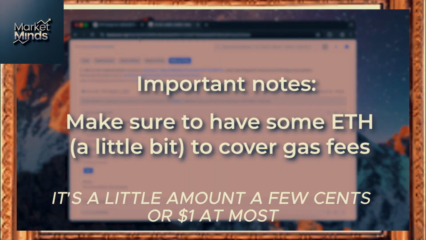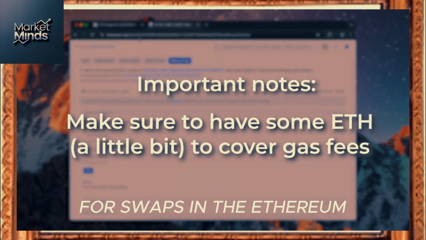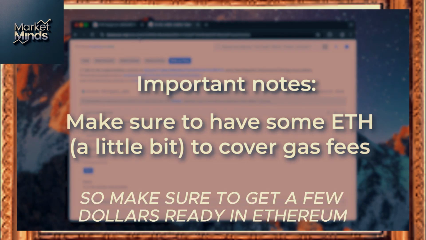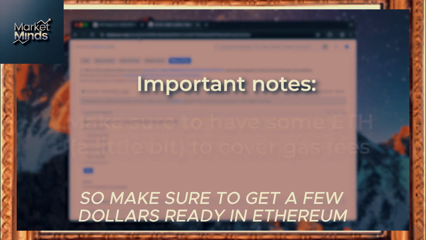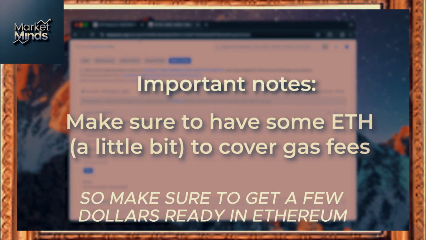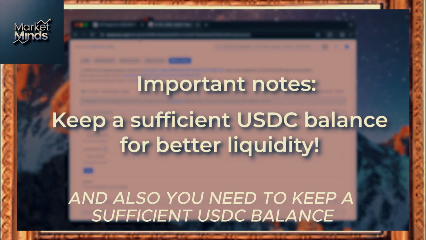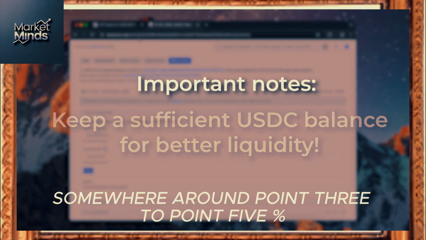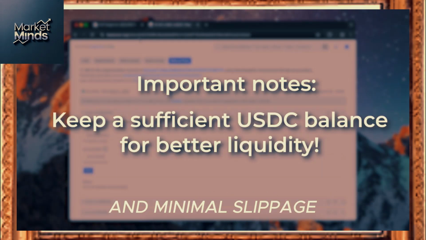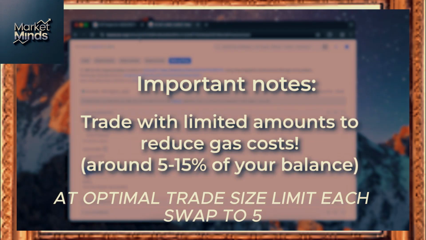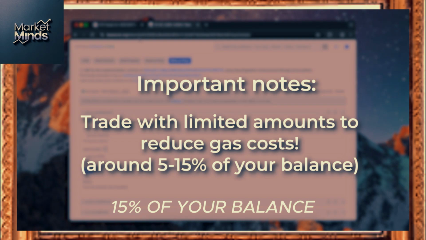It's important to mention that you will have to pay gas for swaps in Ethereum. It's a little amount, a few cents or $1 at most, but you will need to pay it, so make sure to get a few dollars ready in Ethereum. And also, you need to keep a sufficient USDC balance, so the pool always maintains deep liquidity and minimal slippage, somewhere around 0.3 to 0.5% at optimal trade size.